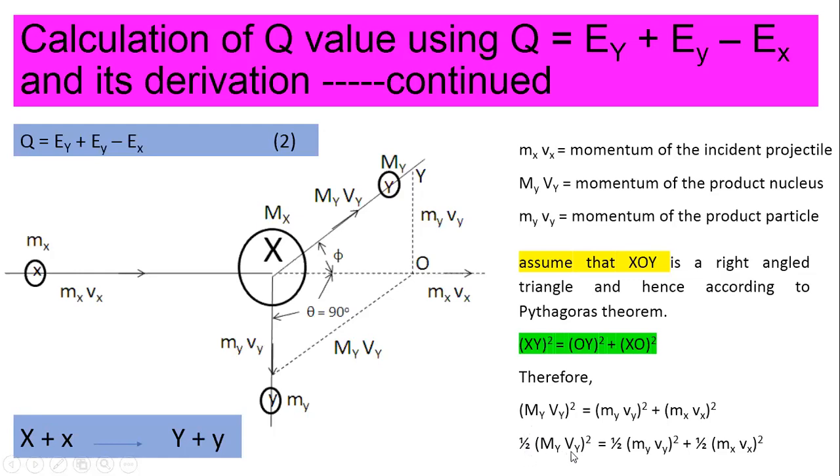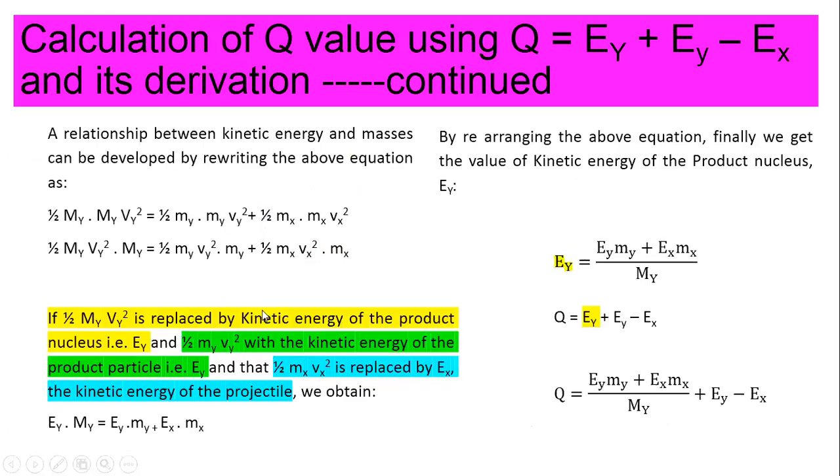So multiply all three terms over here, and now the relationship between the kinetic energy and the masses can be developed by just rewriting the equation in this form. Here I am just splitting the m square into m, in both forms. Similarly, splitting this m square and this mx square. Again, just rearranging the equation, putting v square over here. So this equation will become like this one.